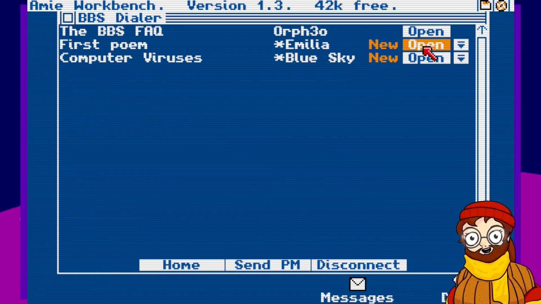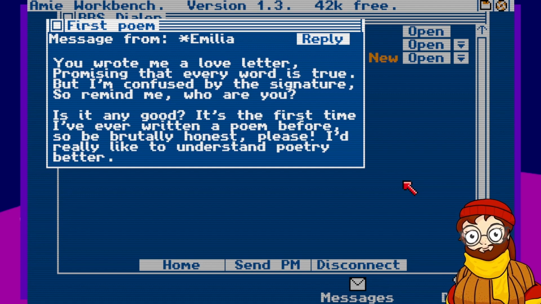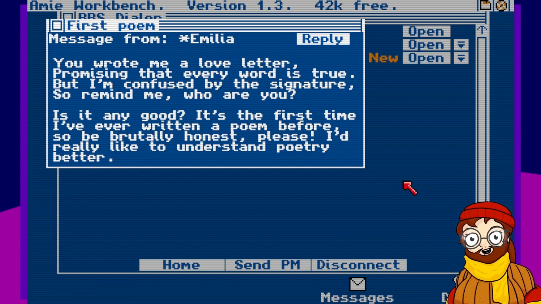First poem by Amelia. You wrote me a love letter, promising that every word is true. But I'm confused by the signature, so remind me, who are you? Is it any good? It's the first time I've ever written a poem before, so be brutally honest, please. I'd really like to understand poetry better.